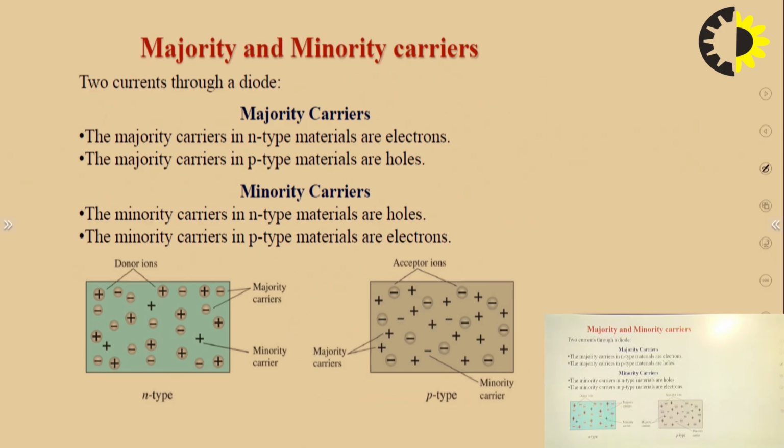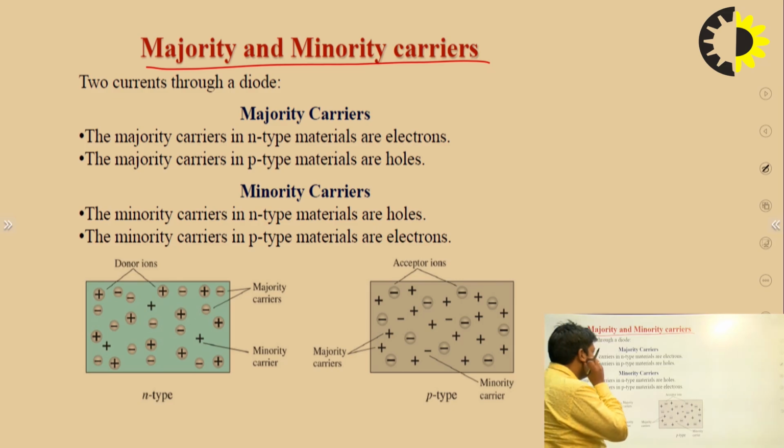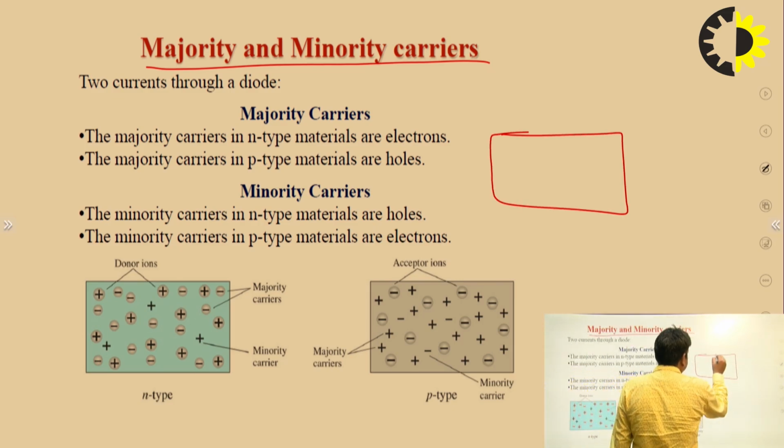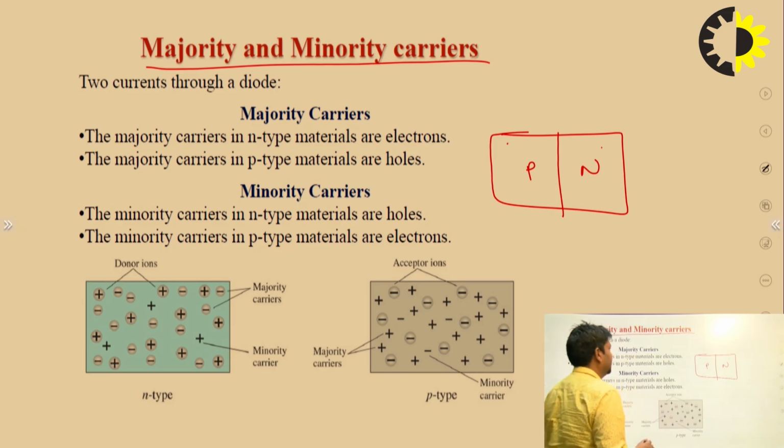So what is the meaning of majority and minority carriers? There are two currents through a diode, one from majority carriers and one from minority carriers. If we implant a diode by utilizing p and n junctions, p-type impurities are added here and n-type impurities are added here in a germanium or silicon diode.